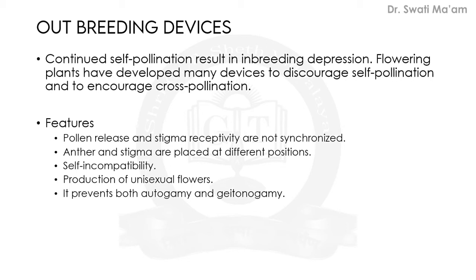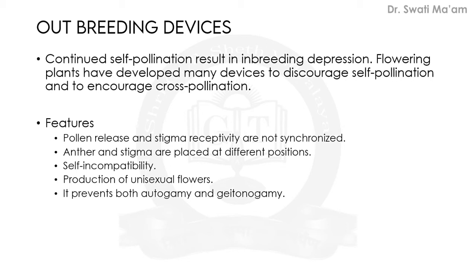Secondly, in some other species, the anther and stigma are placed at different positions, so there is little chance that pollen comes in contact with the stigma of the same flower. Both these devices prevent autogamy.